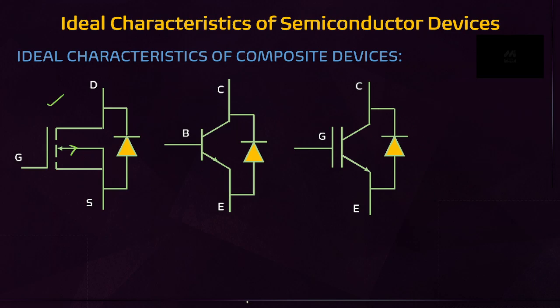IGBT with anti-parallel diodes. Easy to draw these characteristics. Simply remember like this: up to without any diode, these characteristics you already know. Without any diode connection, what are the characteristics? This is I minus I, V minus V. Without any diode, the transistor operates in the first quadrant, friends. All the transistors operate in the first quadrant.